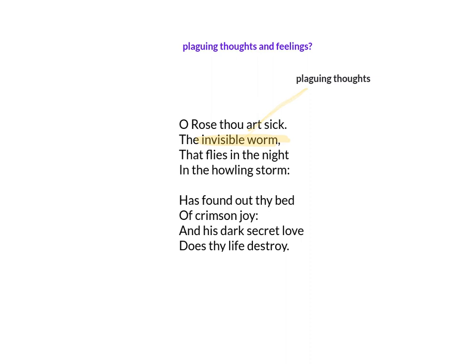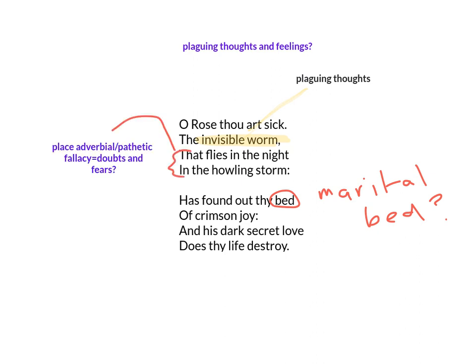So the bed here could be the marital bed, a place of sanctity, a place of togetherness, and that joy is going to be undermined and destroyed. So if we come back to the worm which is flying in the night in the howling storm, these can be doubts, such as doubts towards fidelity, doubts towards the integrity of the relationship.